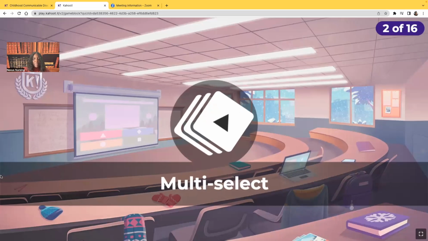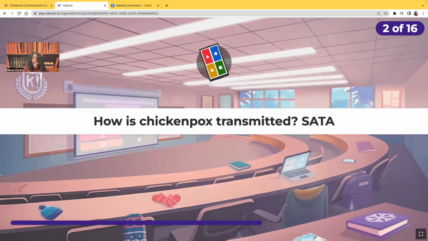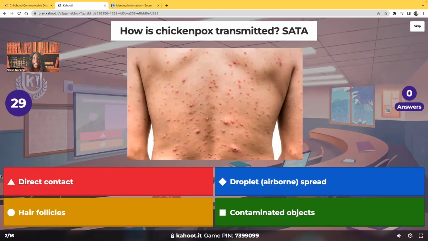Next question. This is a select all that apply. How is chickenpox transmitted? Remember, guys, you treat select all that apply as true or false. Direct contact, droplet airborne spread, hair follicles, or contaminated objects. How is chickenpox transmitted?